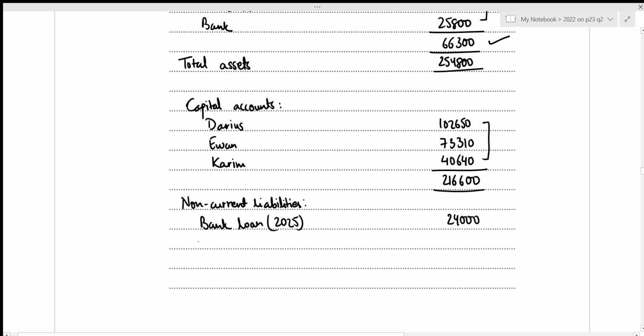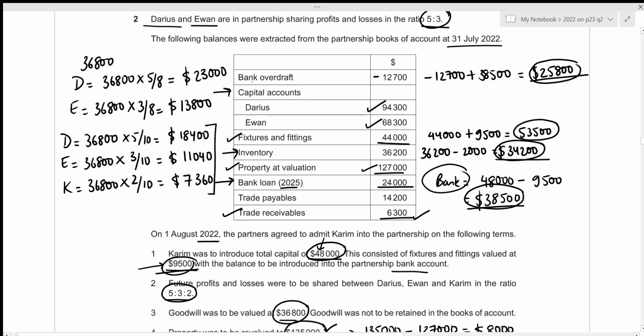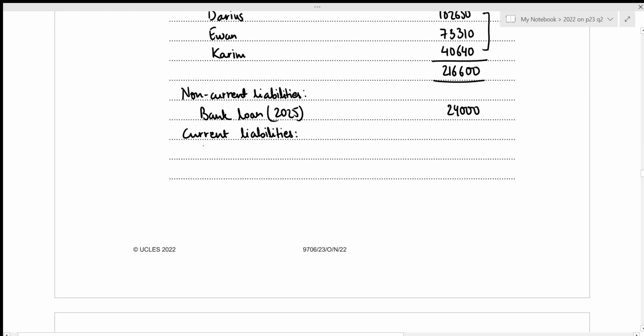All right, then we have current liabilities. Let's have a look above. So we had bank overdraft previously, but clearly we now have a positive bank balance. So this no longer exists as a liability. Then we have trade payables with the amount of 14,200. And this is a current liability. So let's record this. That is the only current liability. Okay, we have trade payables with the amount of 14,200.